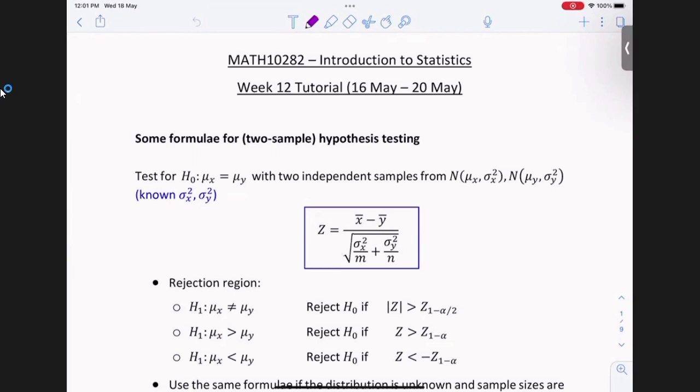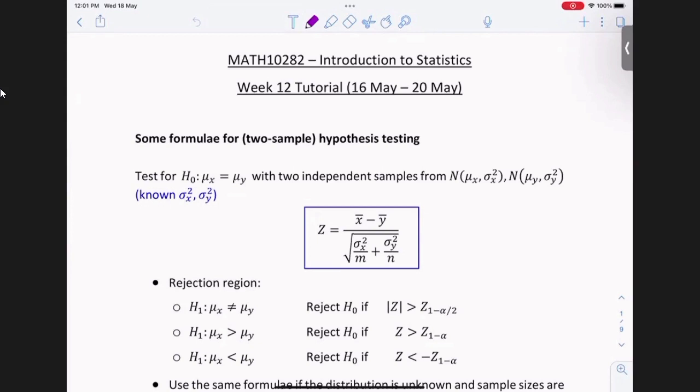So for 2 sample problem, we would like to compare. We do the 2 sample test just because we want to compare. We would like to compare 2 population means, for example. Then the null hypothesis will state that the means from the 2 populations are the same.